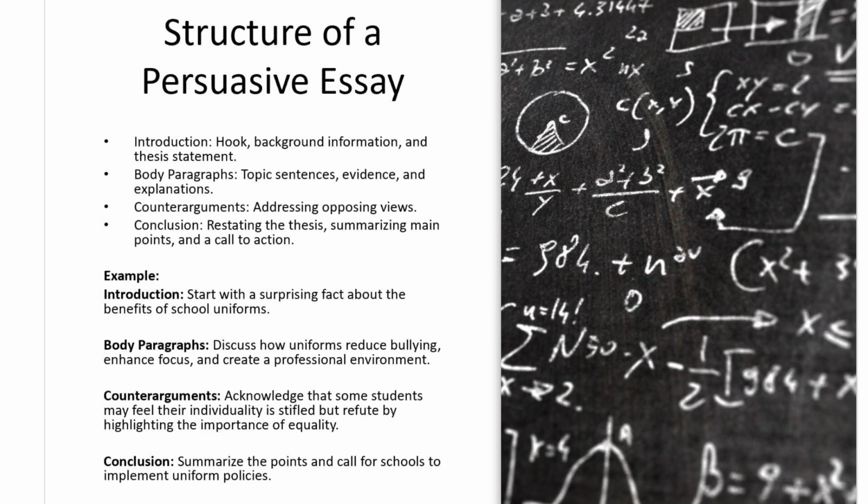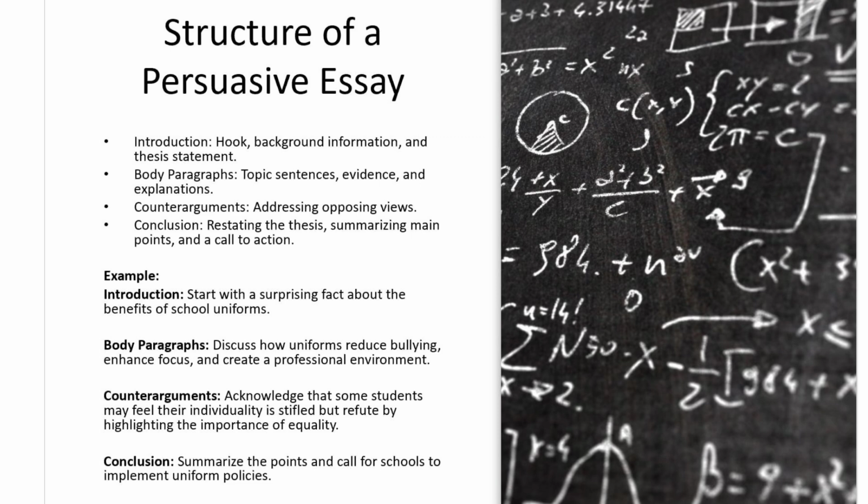The structure of a persuasive essay. Let's look at the structure of a persuasive essay. A well-organized essay includes four main parts. The first is introduction. This is where you grab the reader's attention with a hook, provide background information on the topic, and present your thesis statement which outlines your main argument. The second, body paragraphs. Each body paragraph should start with a topic sentence that introduces the main idea of the paragraph. Follow this with evidence and explanations that support your argument. Make sure your evidence is credible and relevant.